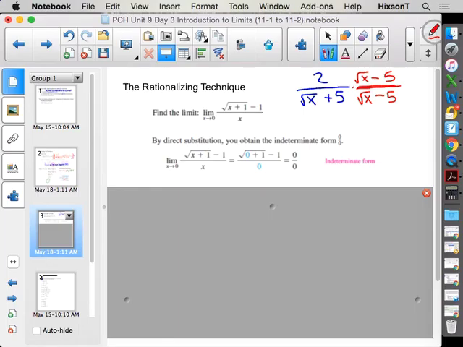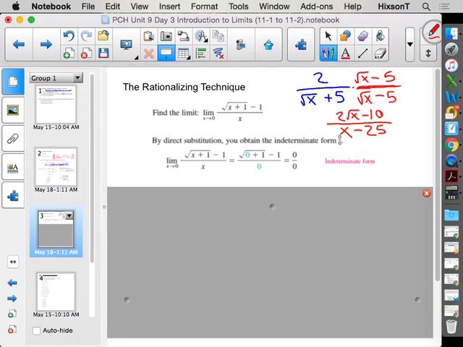Alright? So we have 2 root x minus 10 over x, square root of x times square root of x is just x, minus 5 root x plus 5 root x. When I'm FOILing, the outers and inners will cancel out. And then minus 25. Now my denominator's rationalized.